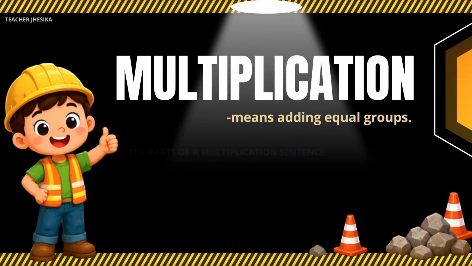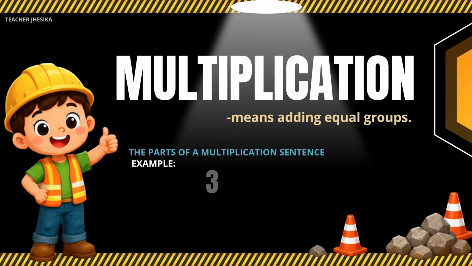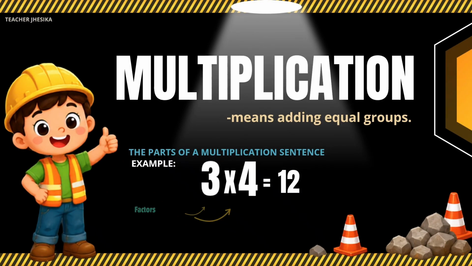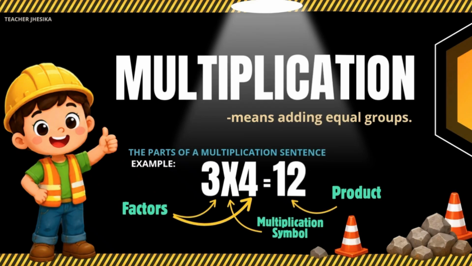Next, let's identify the parts of a multiplication sentence. Example, 3 times 4 equals 12. 3 is the number of equal groups. 4 is the number of objects in each group. 3 and 4 are the factors. 12 is the product, the answer to the multiplication. X is the multiplication symbol, which means times or groups of.